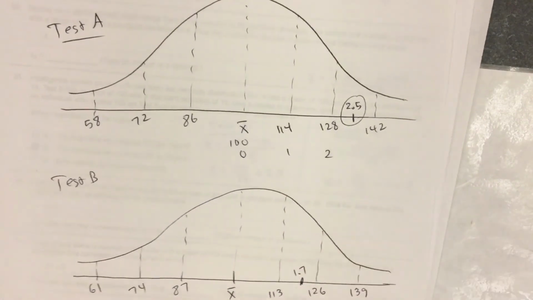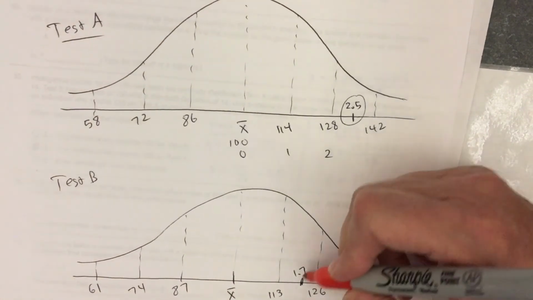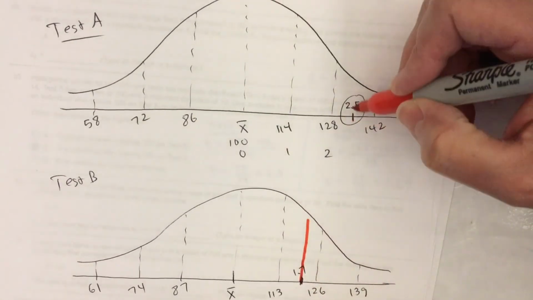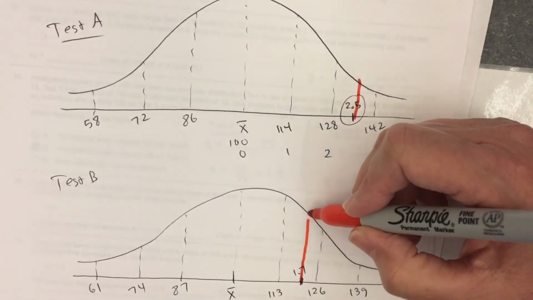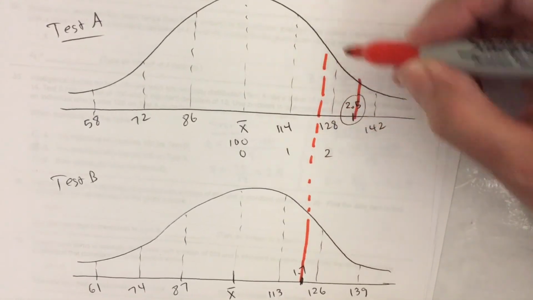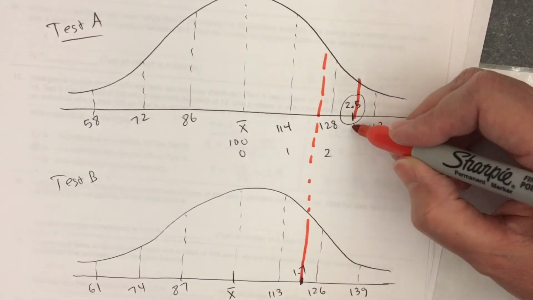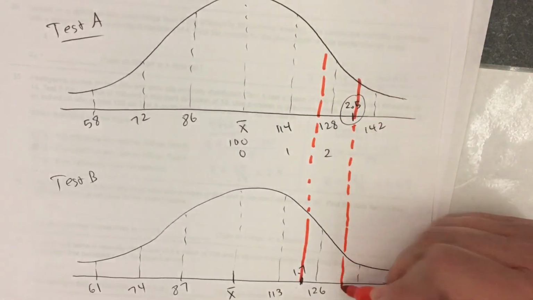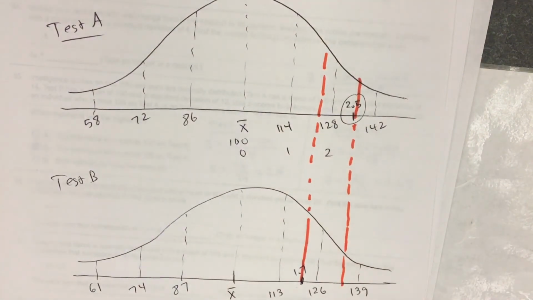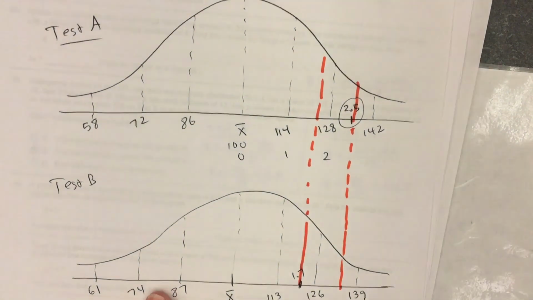So who scored the highest? Well, we've already answered that, but here's a picture of what we're actually looking at. Test B. And if I dot this one down, test A, the person on test A scored the highest.